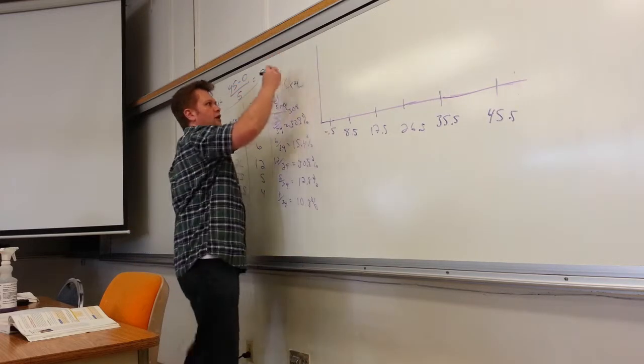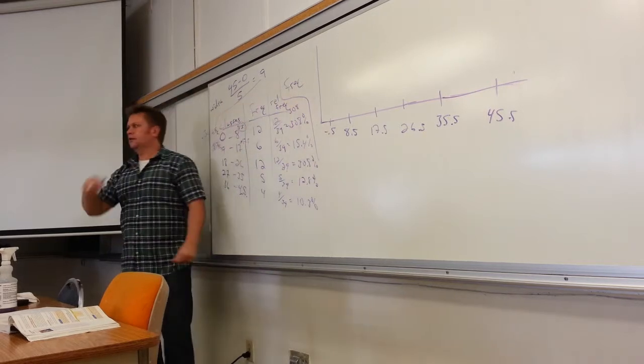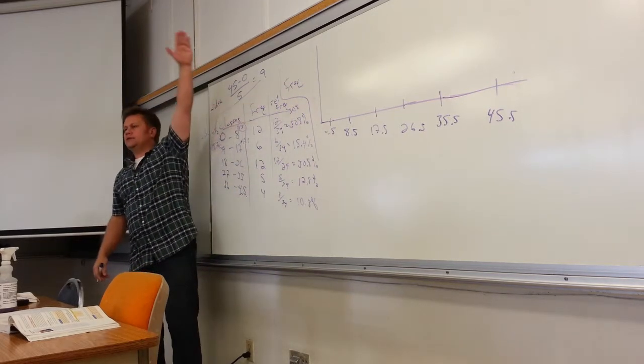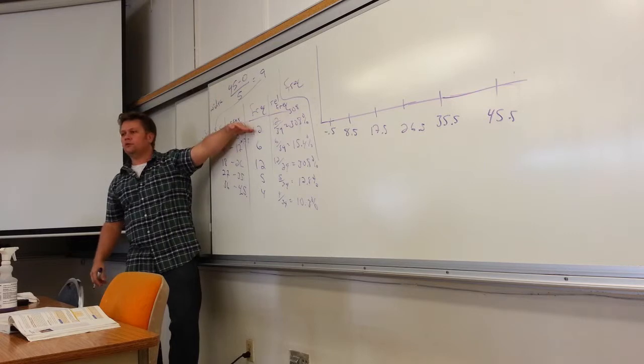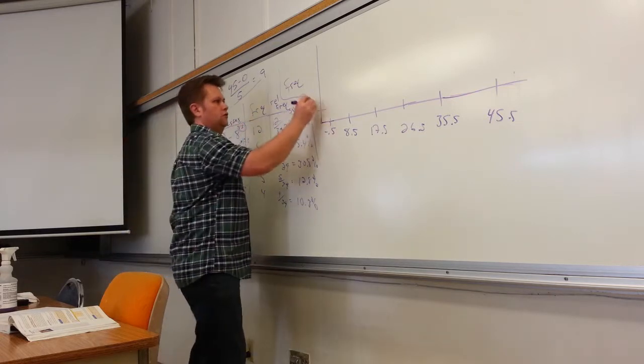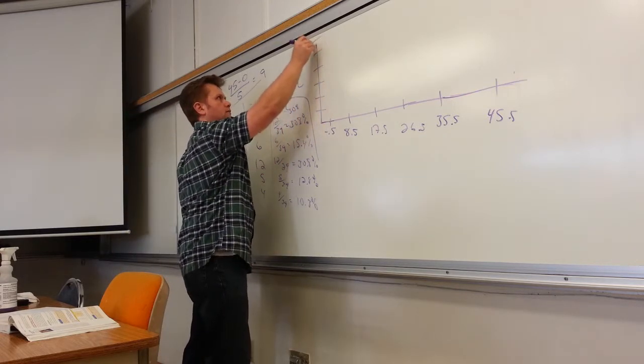Now, this scale, then, I want frequency, not relative frequency. So how far up do I want to be able to take that scale? 12. It just says to go up to 12. So maybe I can do 2, 4, 6, 8, 10, 12.